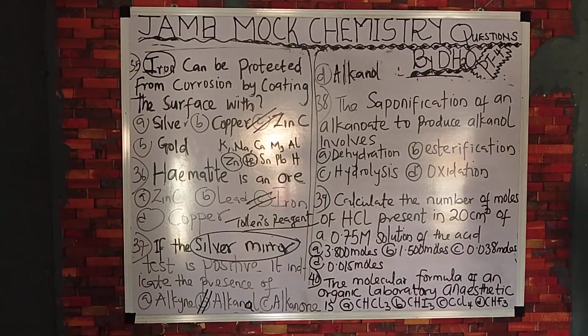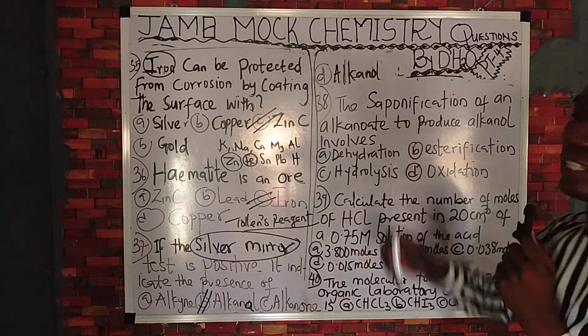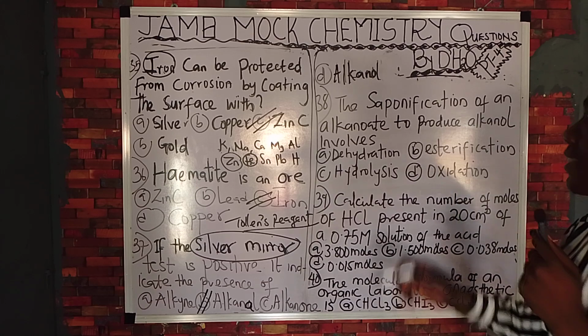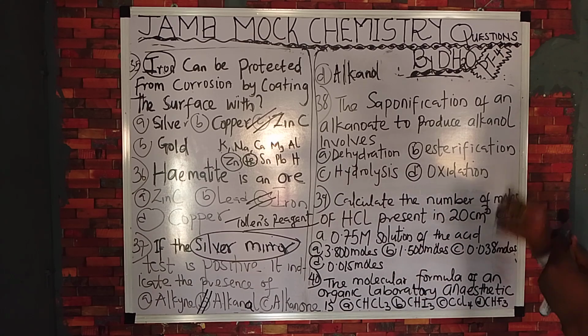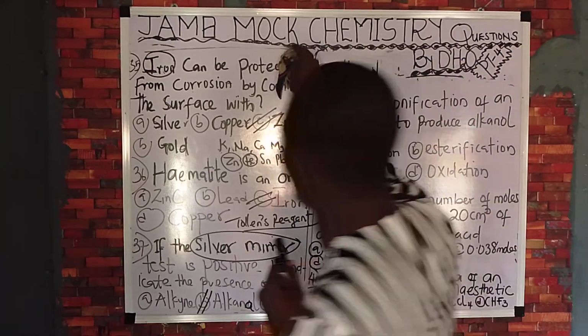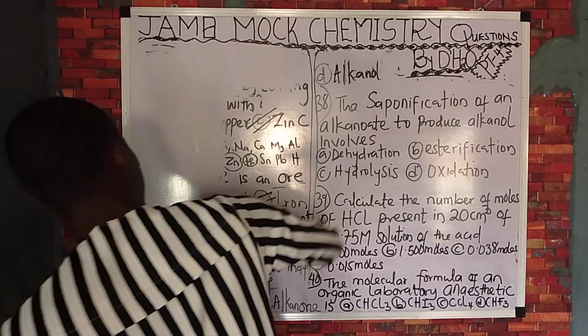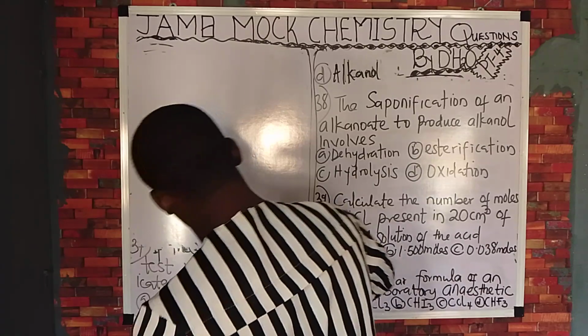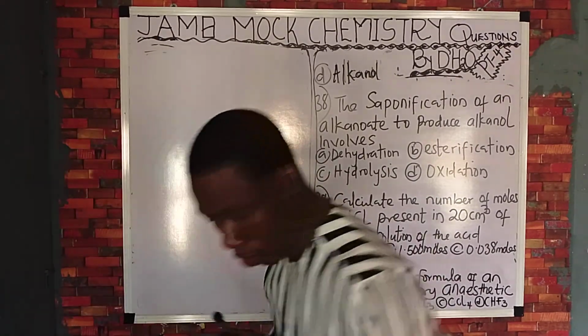Now, question number 38. The saponification of an alkanoate. Remember, alkanoate is also called an ester. The saponification to produce alkanol involves dash. Very easy. I think I should just give a little illustration on this. Just a little illustration. Don't get distracted.